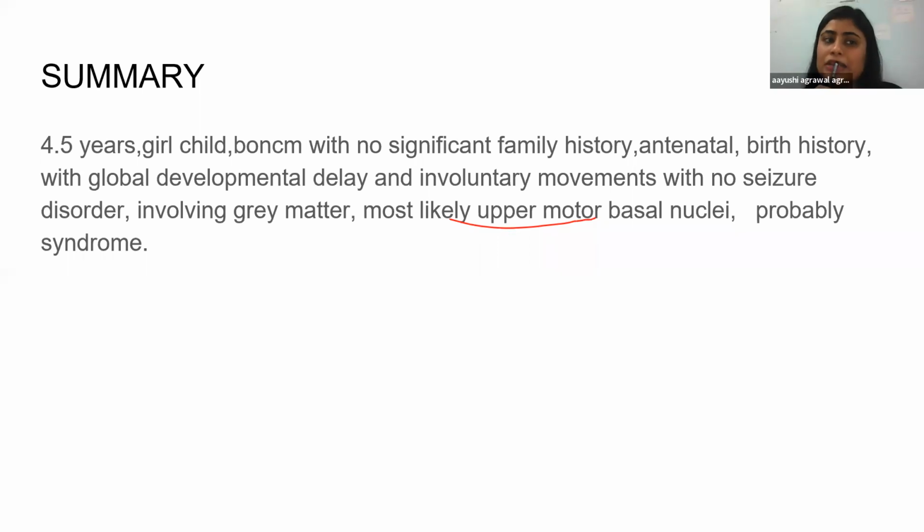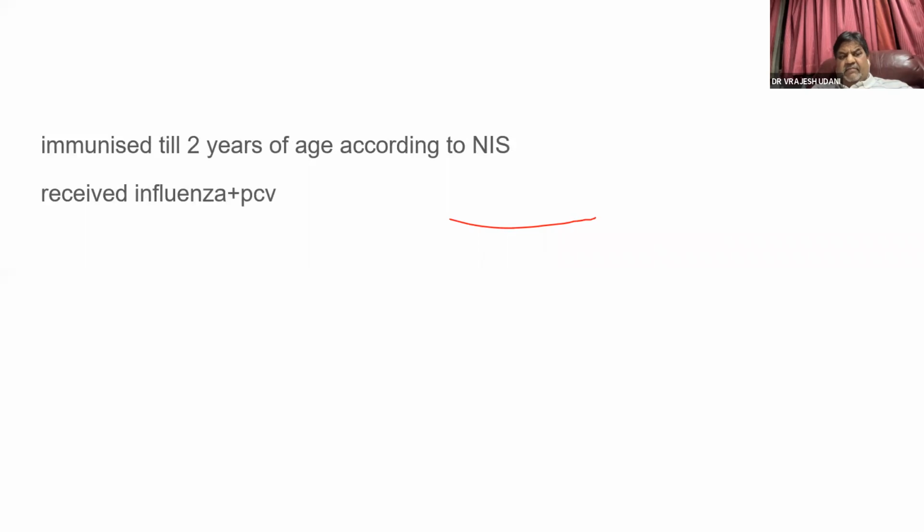So summarize. Kavya, a 4.5-year-old girl, born of non-consanguineous union with no significant family, antenatal or birth history, with complaints of global developmental delay, more in the fine motor. You didn't tell us anything about involuntary movements. What are those involuntary movements? Can you describe them? What kind were they? Because you just mentioned it and then never mentioned any details about that.